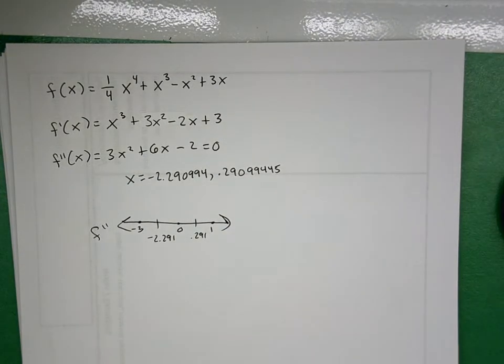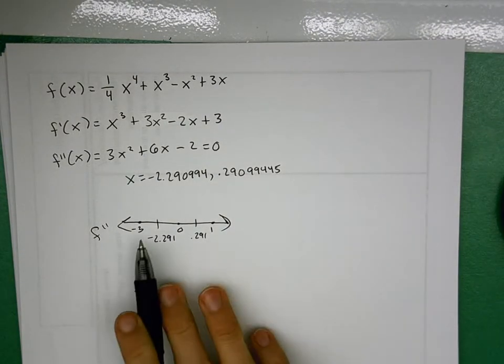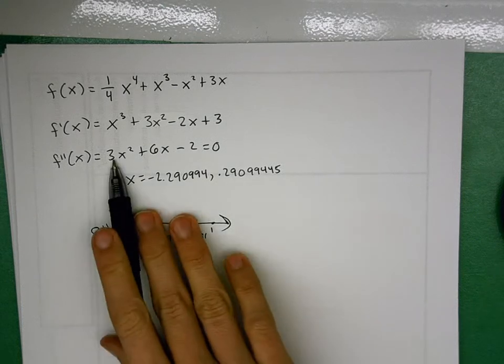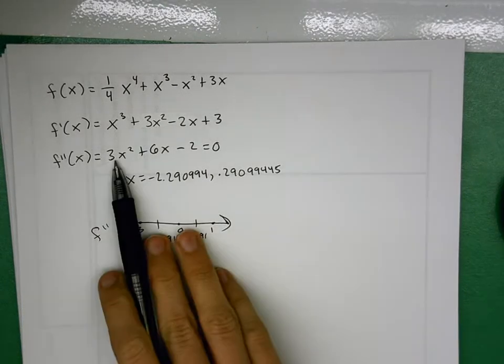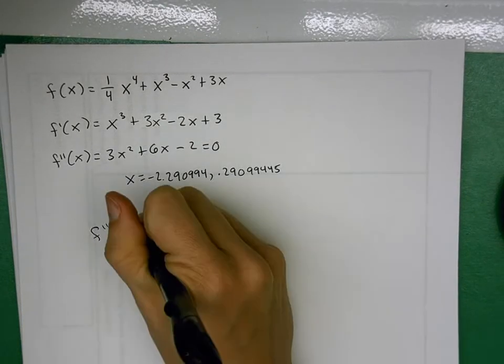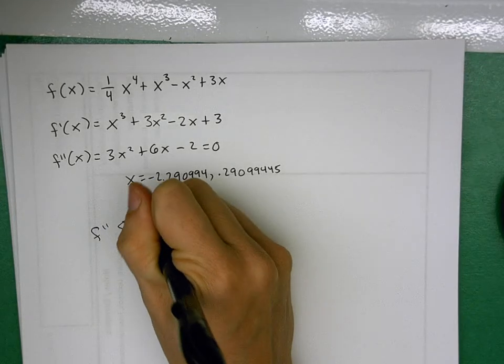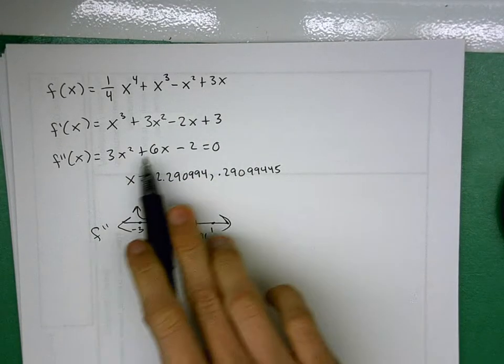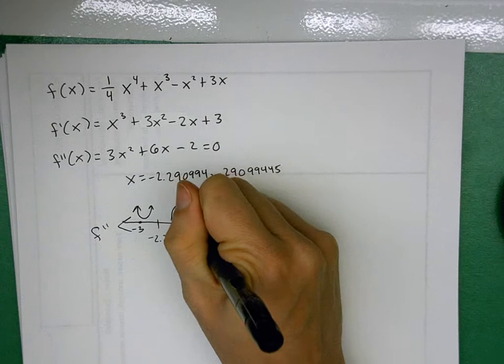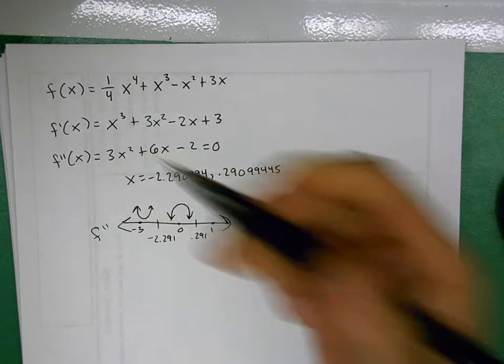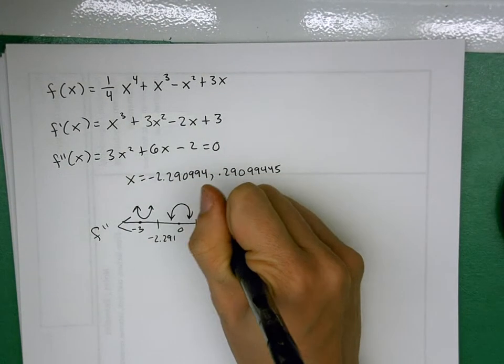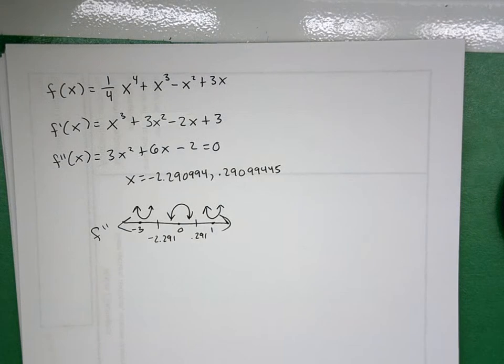Okay, when I plug in -3 up here, I end up with 27 minus 18 minus 2, which is a positive, so I know I'm going to be concave up. When I plug in 0, I get 0 plus 0 minus 2, which is a negative, so concave down. And when I plug in 1, I get 3 plus 6 minus 2, which is a positive, and so I know my function will be concave up. And so I can answer all of my questions.